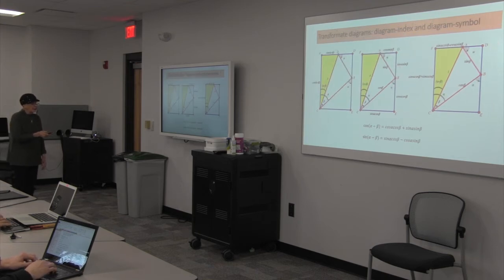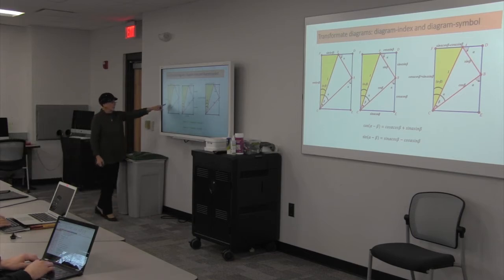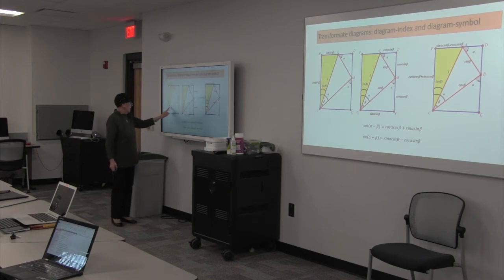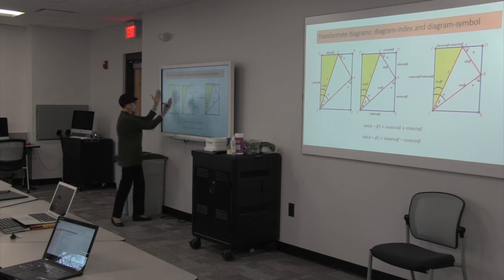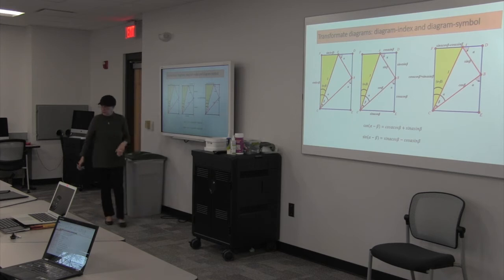So let's see the other one. It's the same game. If this is alpha, this is beta, this is alpha minus beta. And this is my beautiful one here, very helpful. This is cosine of alpha minus beta, because it's the adjacent, and this is sine of alpha minus beta. And then this reproduces in here, because these two sides are parallel, and this is the transversal.